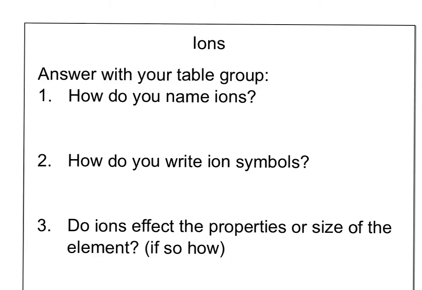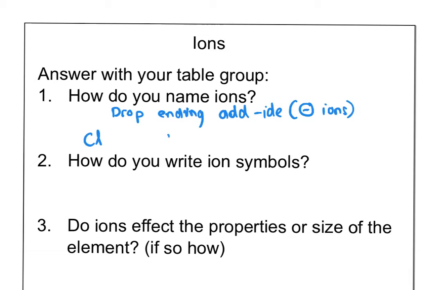All right, how do we name ions? What we're going to do is if it's a negative ion, which is called an anion, we're going to drop the ending and add "-ide", and that's only for negative ions. So this is chlorine, this is chloride. If it's something that's positive, like calcium versus calcium 2+, we would just say calcium ion if it's a positive.